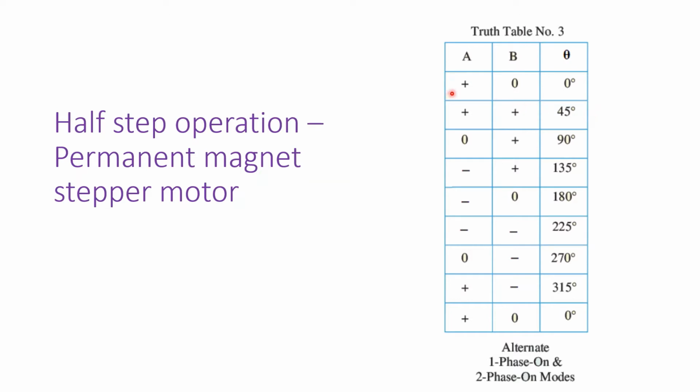Here the order in which we are exciting the coil is A plus B0, A plus B plus, A0 B plus, A minus B plus. As we know, A plus means the current enters through terminal A, B plus means current enters through terminal B, A minus means current enters through terminal A dash, B minus means current enters through B dash terminal. So we are continuing this sequence of operation till we reach the starting angle.